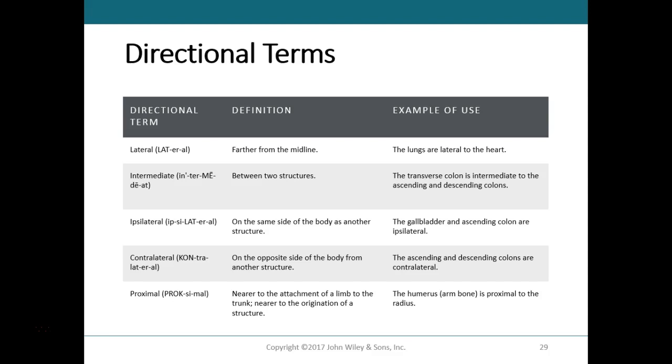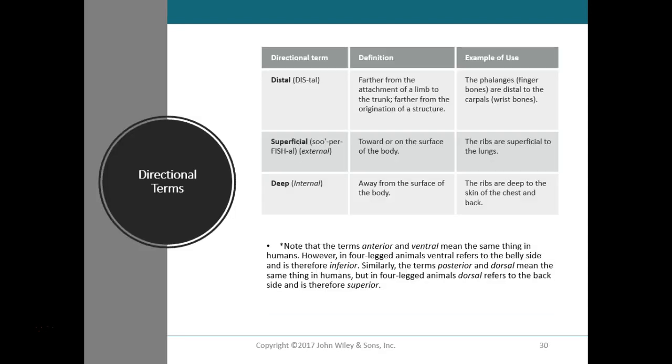Okay, proximal is nearer to the point of attachment or the origination of the structure. Distal is farther away. Superficial is toward the outside or the surface of the body. So the skin is superficial to the muscles. Deep is internal. Okay, so farther away from the surface, the muscles are deep to the skin.